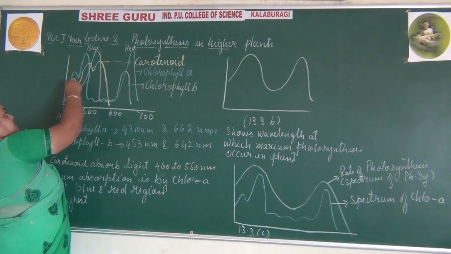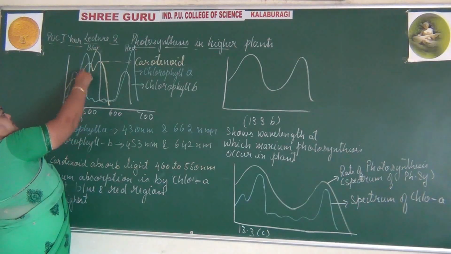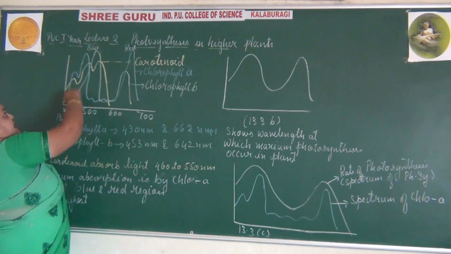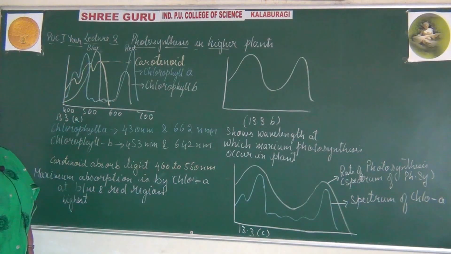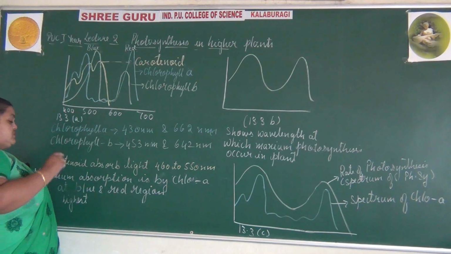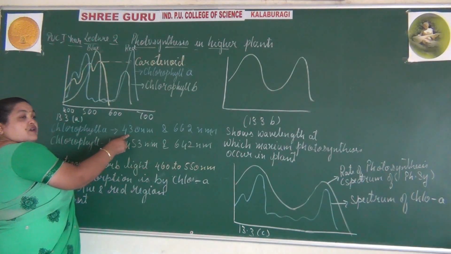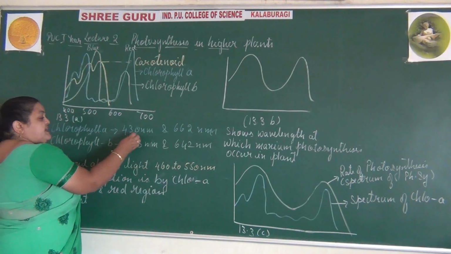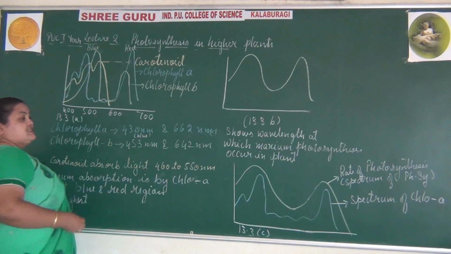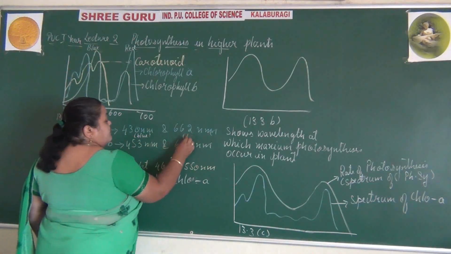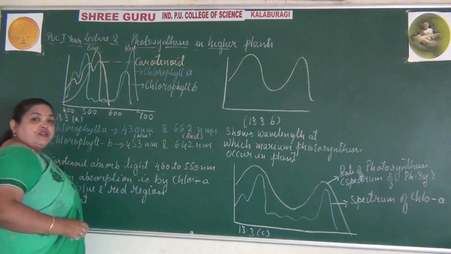See this graph. The carotenoids, the blue with chlorophyll A and the green with chlorophyll B. So this graph indicates there is maximum absorption of light, the highest rate of photosynthesis, at the regions of blue and red. Chlorophyll A absorbs at the highest wavelength of light 430 nm, which is in the blue region, while 662 nm is in the red region or spectrum of light.